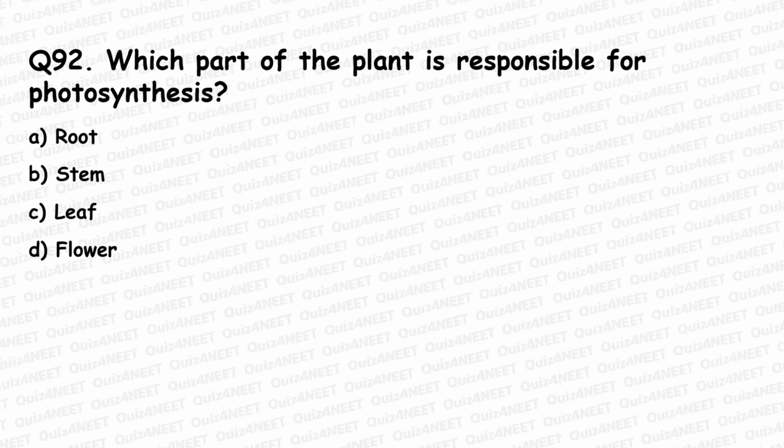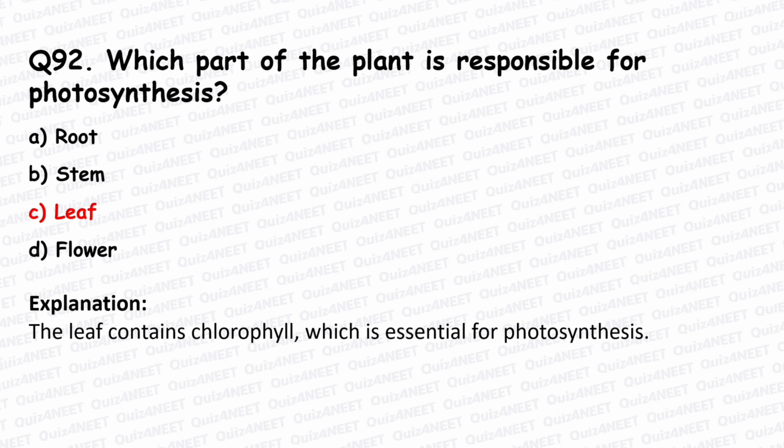Q92, which part of the plant is responsible for photosynthesis? A, root, B, stem, C, leaf, D, flower. Answer: C, leaf. Explanation: the leaf contains chlorophyll, which is essential for photosynthesis.